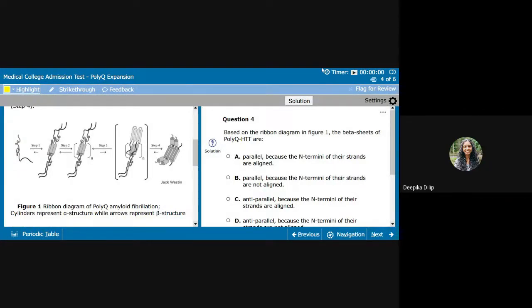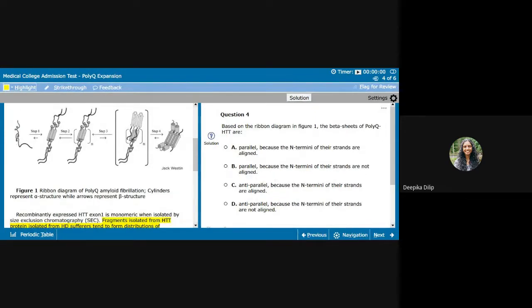Okay, so I think it looks like they're going in opposite directions, so I guess it's anti-parallel. Okay. And usually in that, it's because of the primary structure, like different end termini, like they're in different ends. So I'm guessing D, but I don't know if I'm interpreting this right.